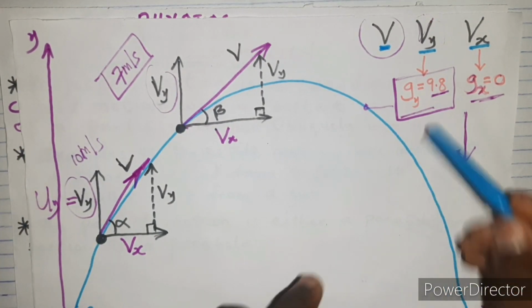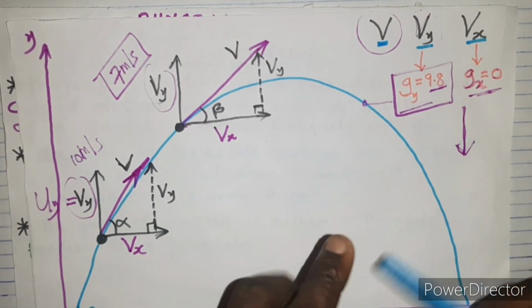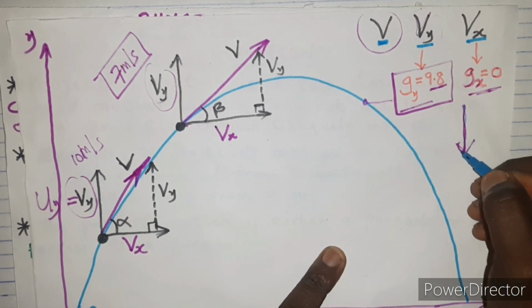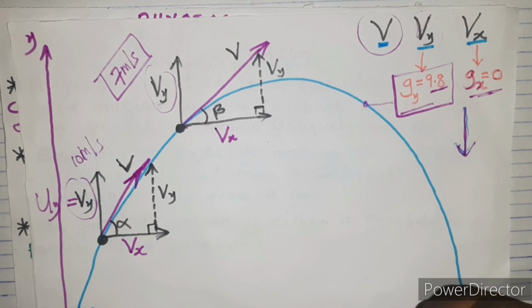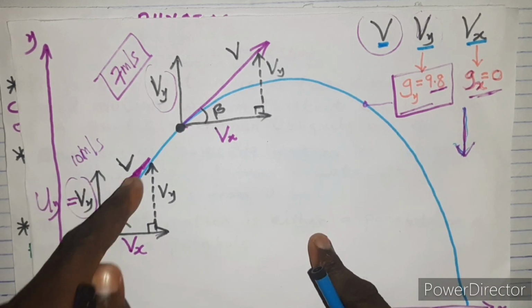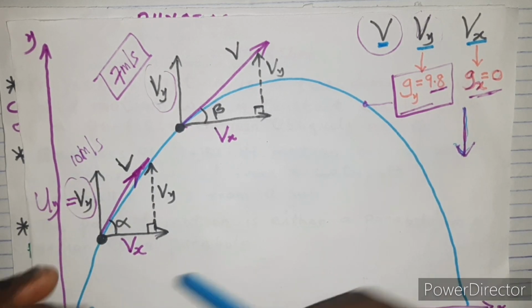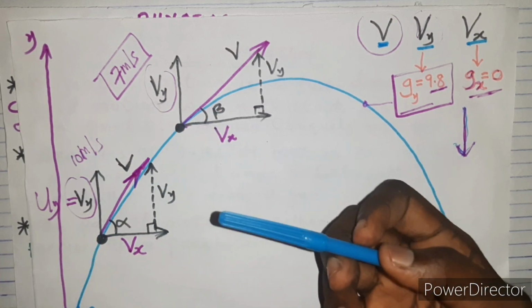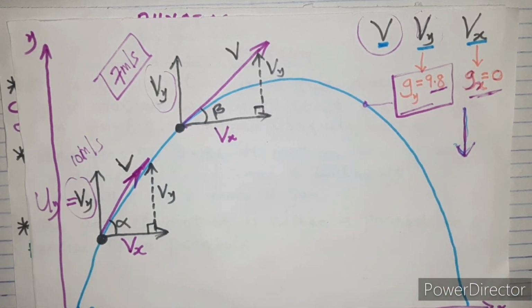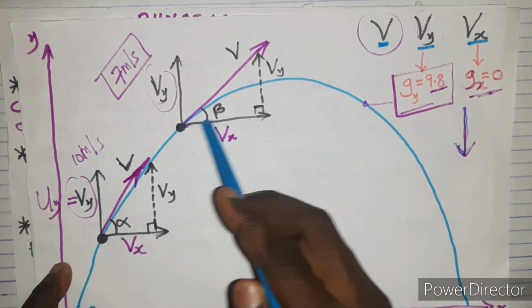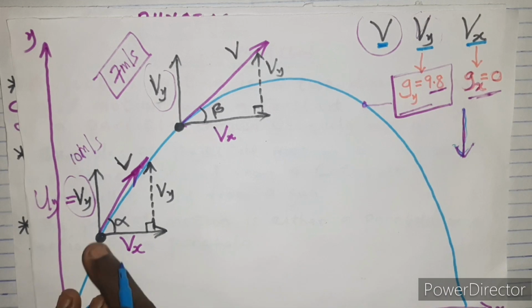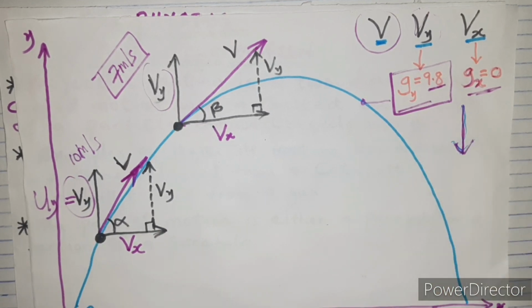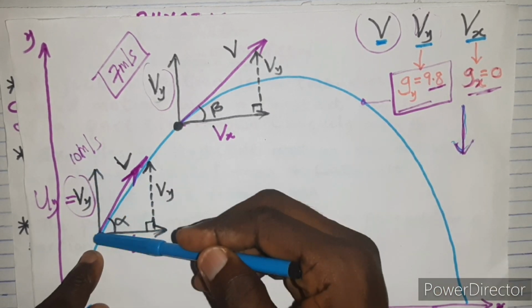But let's talk about the acceleration due to gravity. Acceleration acts in the vertical direction. Since it acts in the vertical direction, it's only going to affect the vertical component of this velocity. So the velocity as it's going up will be reducing. That's negative acceleration, which is also called retardation. But it will not affect the horizontal component of this velocity, because that is moving in the horizontal direction.